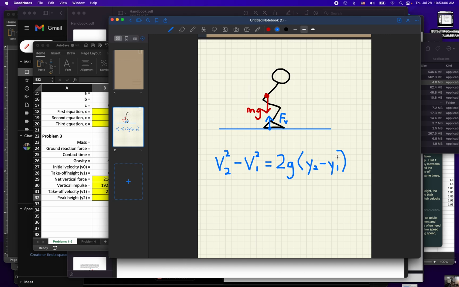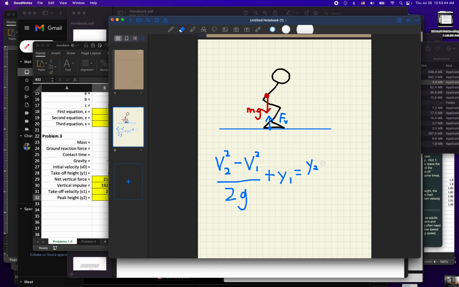So it looks like I can solve this equation. Remember, every algebraic equation that you have, you can solve for one unknown thing. And I've got my unknown height here, y2. So I can rearrange things here and get y2 by itself. Divide both sides by 2g. And then add y1 to both sides. And you get y2 by itself.